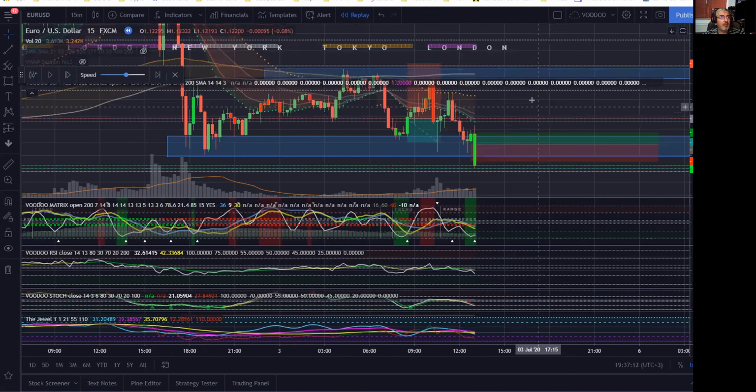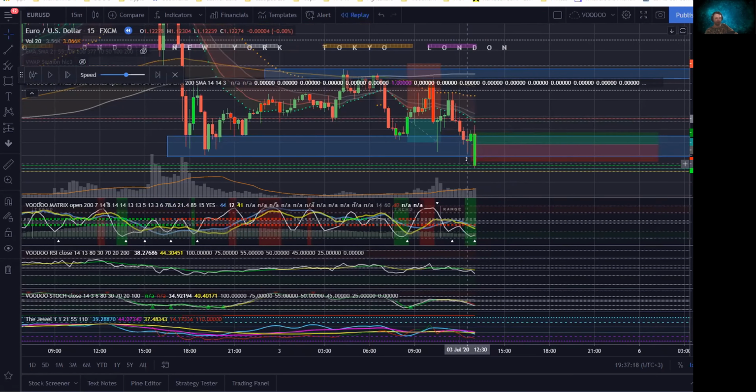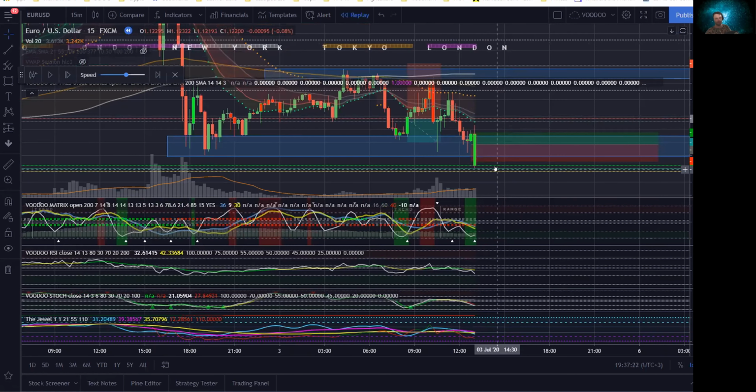Normally, if I made a trade like this, I wouldn't, and I will explain why. I wouldn't. I would take a loss here. I mean, I would be down like 1% in my account.